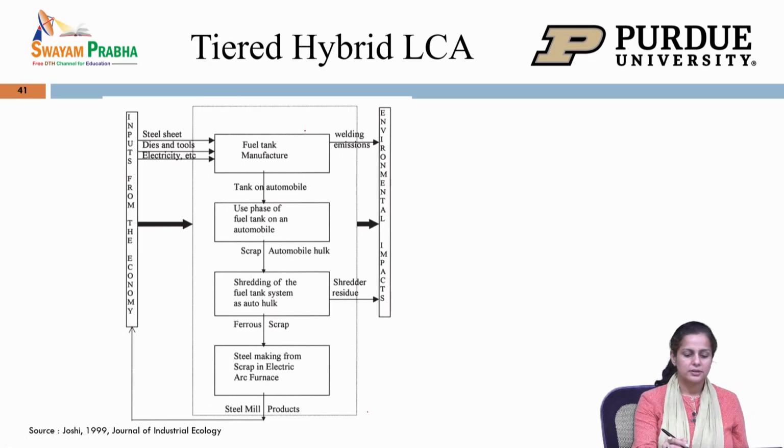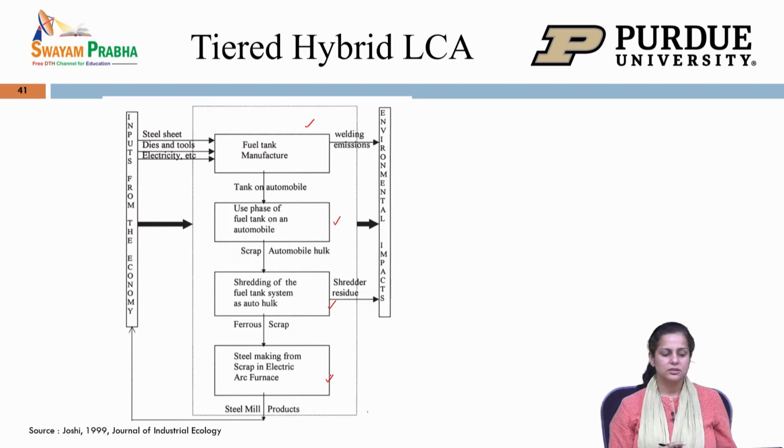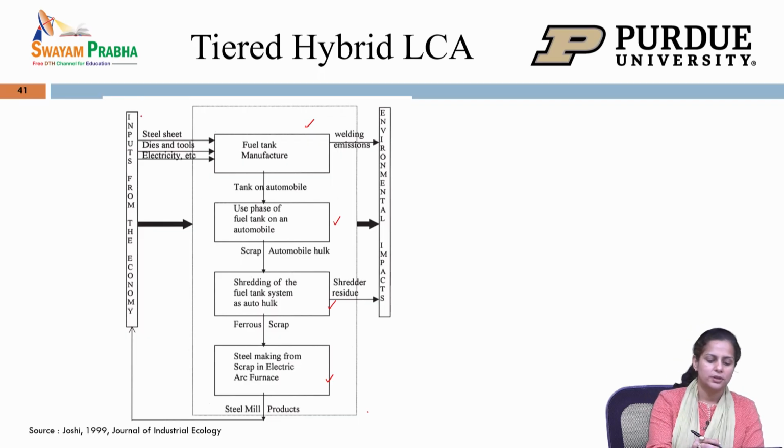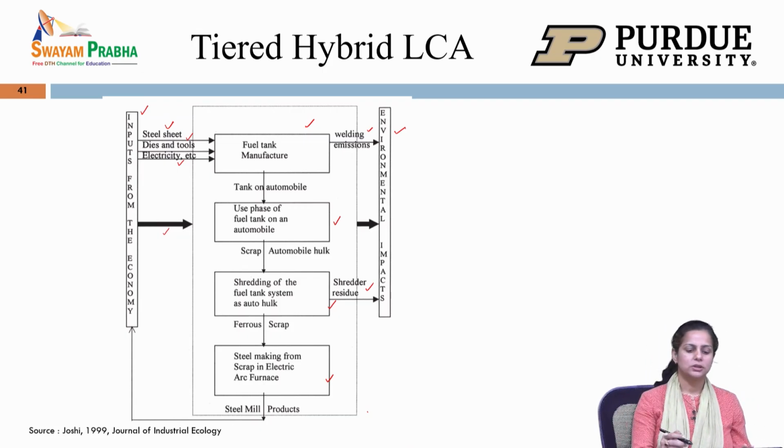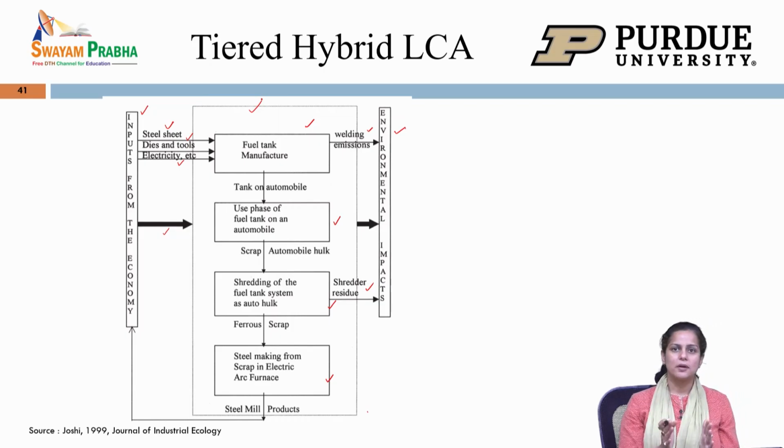So when they did the tiered hybrid LCA, this was a 1999 study by Joshi. What they did is that this whole part of fuel tank manufacturing, use phase, and then shredding, and then the recycling, this was all done using the process LCA. And then you have the inputs from the economy. So, the steel sheet, dies and tools, electricity, etc. was the input from the economy, and for the environmental impact they had welding emissions and shredder residue. So, you can see that they also model the recycle, that some of the steel mill products are going back to the economy.